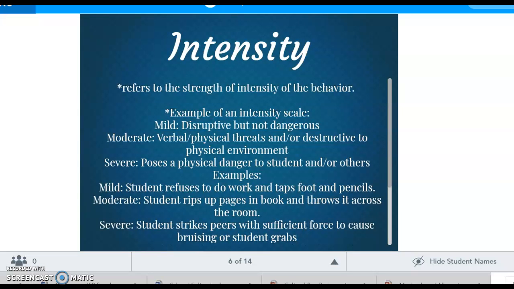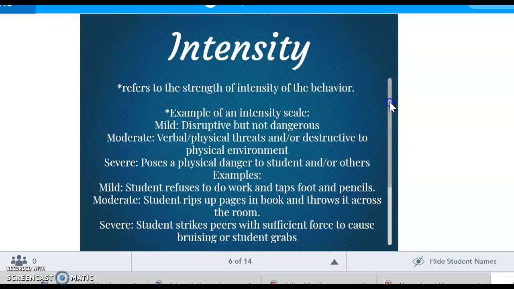Intensity is another dimension of behavior. This refers to the strength of the intensity of the behavior. An example of an intensity scale might be mild, in which the behavior is disruptive but not dangerous. Moderate, the behavior could include verbal and physical threats and or be destructive to physical environment. And then severe would be posing a physical danger to students and or others.